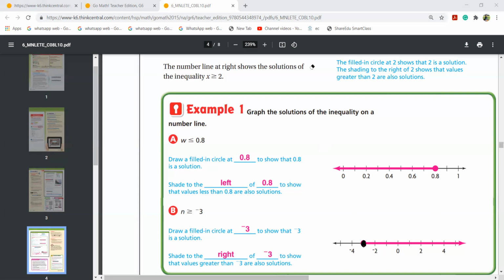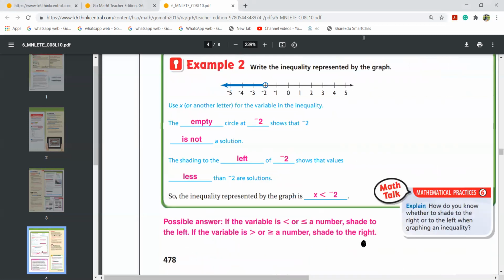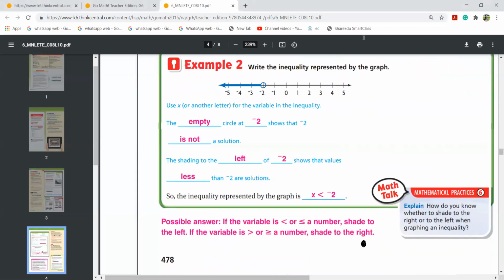Did you finish this? Come on. The circle is not colored. What does that mean? The equal sign must not be there. The circle is not colored and moving to the left side. That means you'll write x, you'll put a less than sign because it is moving to the left side, and you'll write minus 2. Am I correct? Very good, girls. Go left side, put a less than sign, and I'm not putting an equal sign. Why? Because this is not colored. This is not filled.